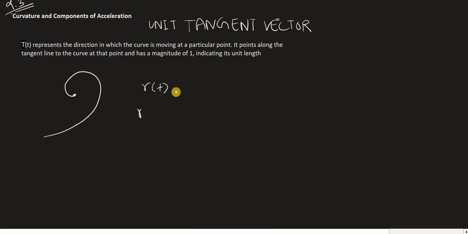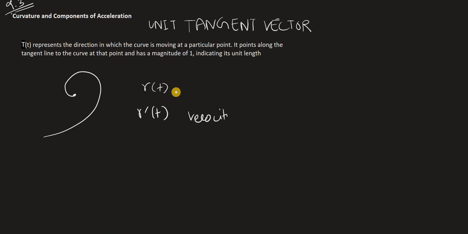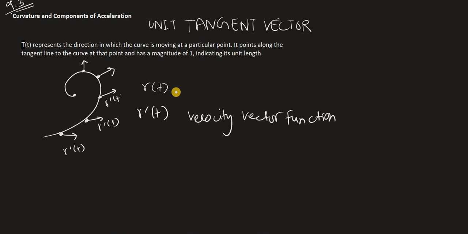You take the derivative of it, right? So r prime of t represents the velocity vector function. And what does it represent? It represents a tangent vector to the curve at any point in time. So all these vectors are tangent to the curve and represent the velocity vector function. All these are velocity vectors.